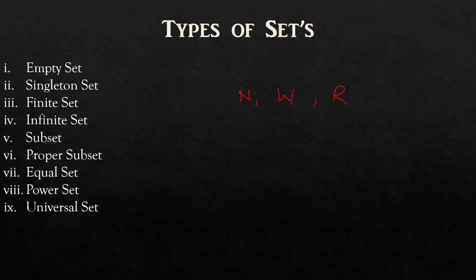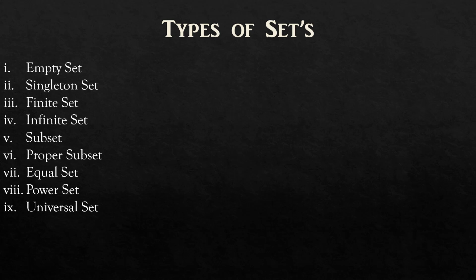There are two more important points related to infinite sets. An empty set is a finite set. But if we consider all the remaining sets, that is natural numbers, integers, whole numbers, real numbers, or the set of all points on a circle, they are considered as infinite sets.